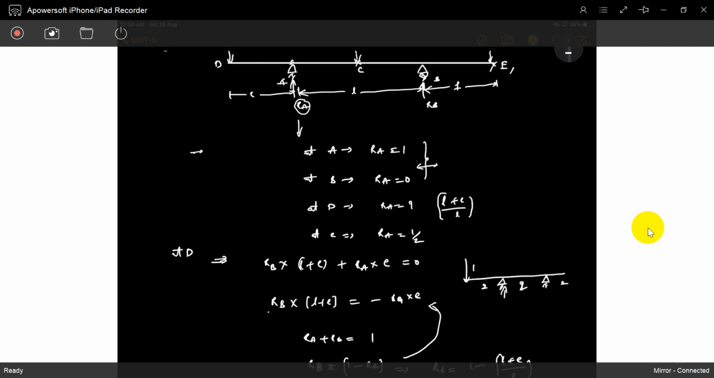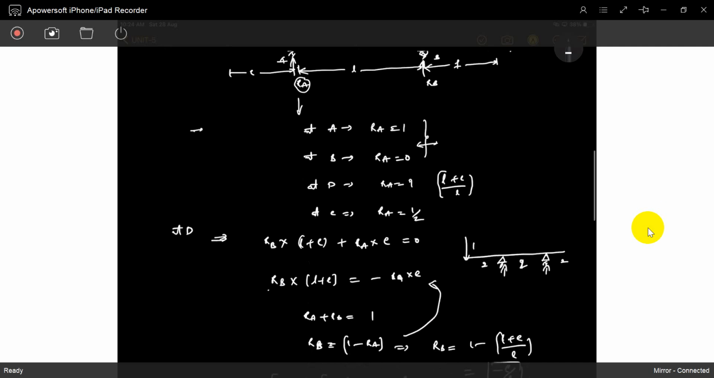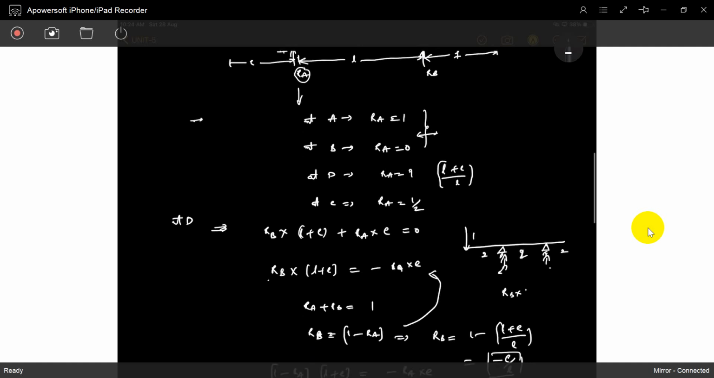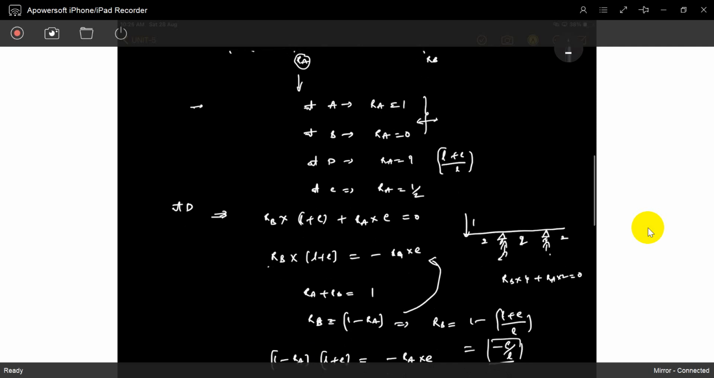What is RA? It is compulsorily greater than 1, by 1. Greater than 1, it will come to a negative value. Otherwise, check it: RB multiplied with 4 plus RA multiplied with 2 is 0. So if you observe it, RB times 4 is equal to minus RA multiplied with 2. One is positive, one is negative. Understood? RA is positive, RB is negative.